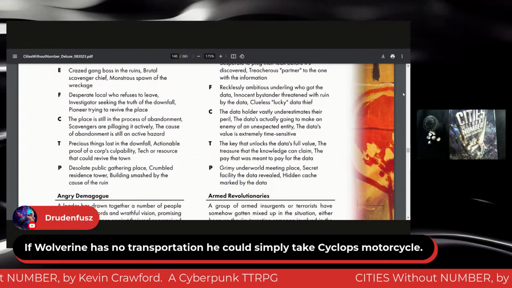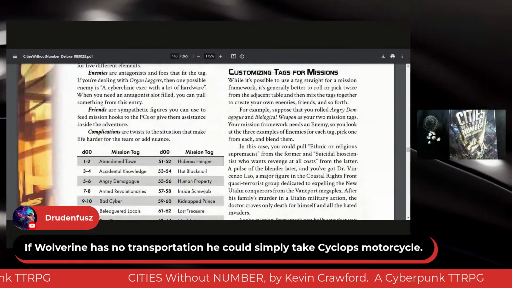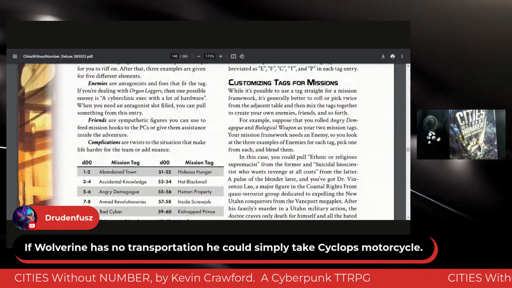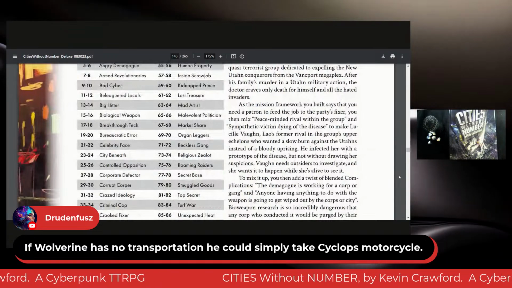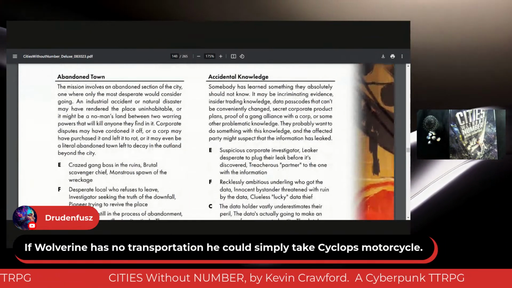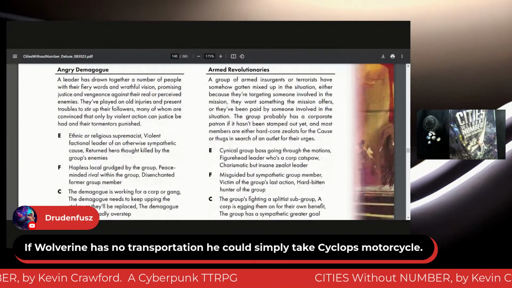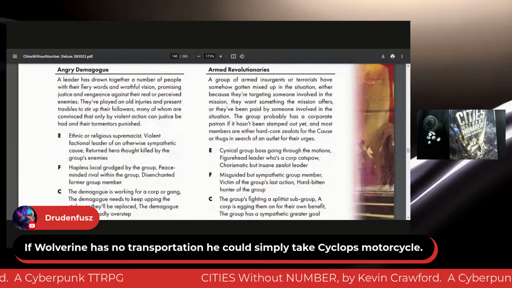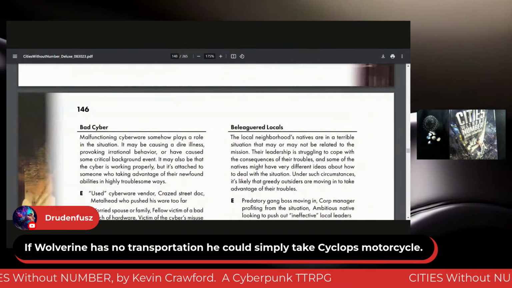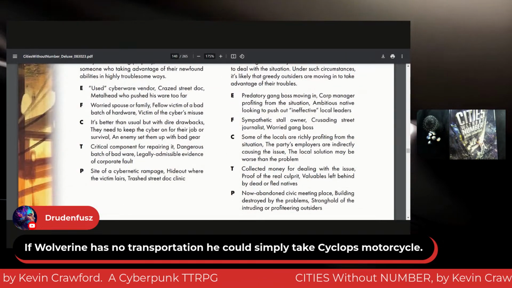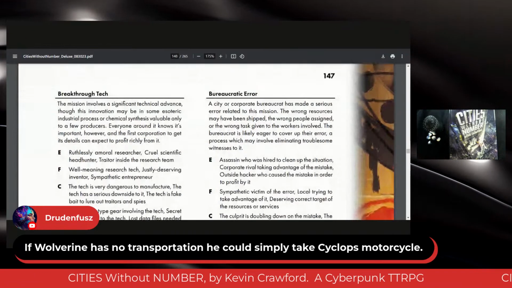Enemies, friends... shit, I already forgot it. Sorry. Yeah, enemies, friends, complications, things, and places. Woo. And there's a bunch of these, right? So we've got abandoned town, accidental knowledge, just to jumpstart the brain, angry demagogue or armed revolutionaries, bad cyber, beleaguered locals, and it goes on and on. Biological weapons, big hitter, breakthrough tech, bureaucratic errors, etc.